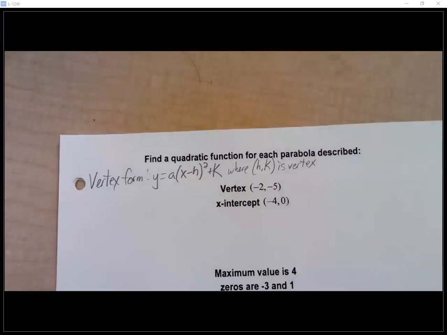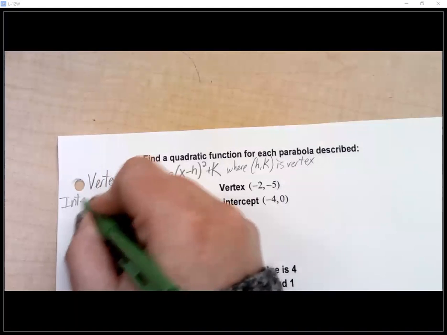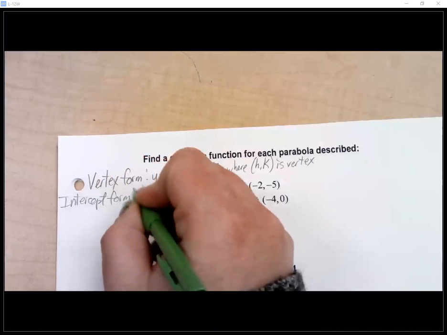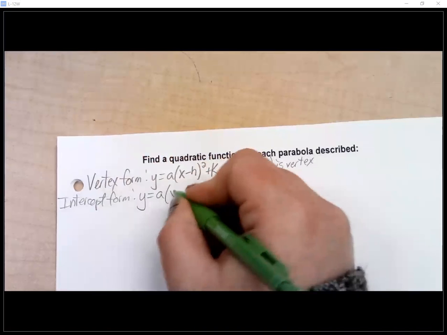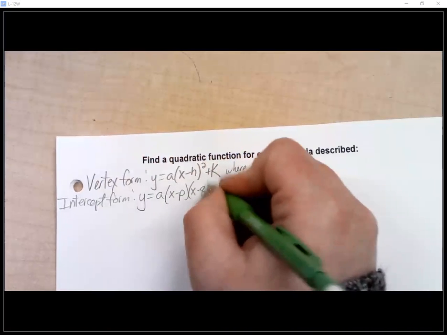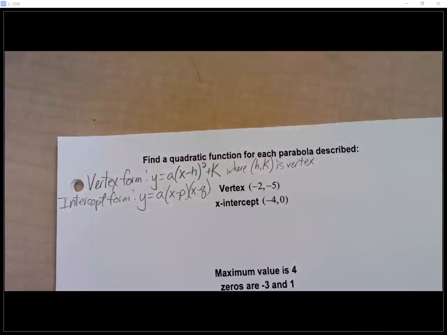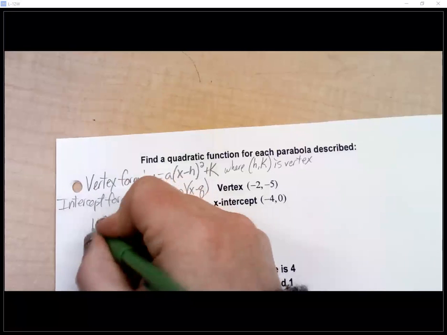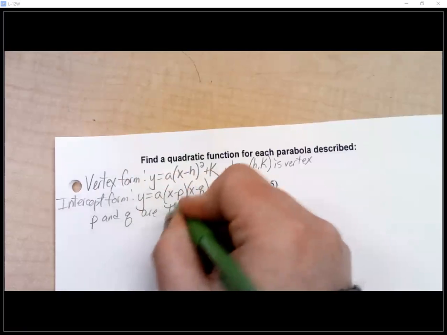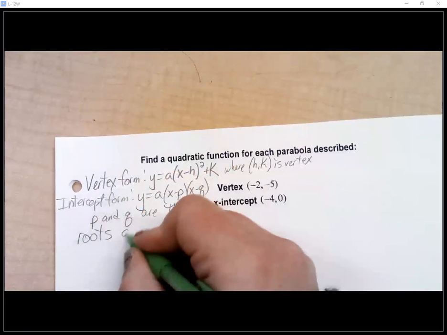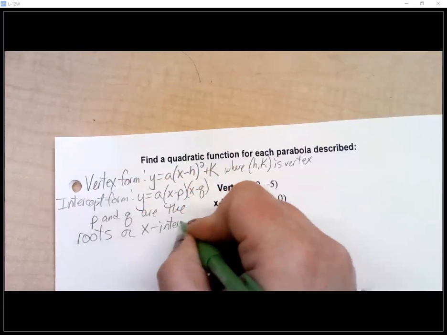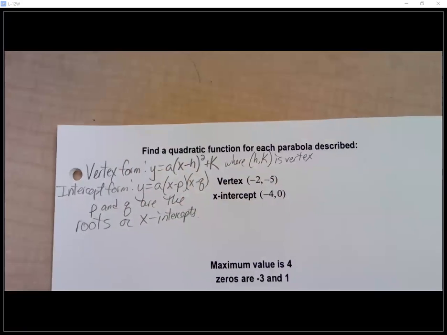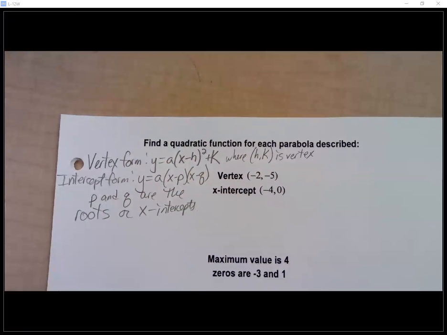And then the other one that will be helpful will be intercept form. And that, if you recall, is y equals a times x minus p times x minus q. And what are p and q? Yes, those are your x-intercepts or your roots of your quadratic, okay? So p and q are the roots or x-intercepts. Okay, so it's kind of up to you what form you're going to use, but it's also based off of what information is given to you.